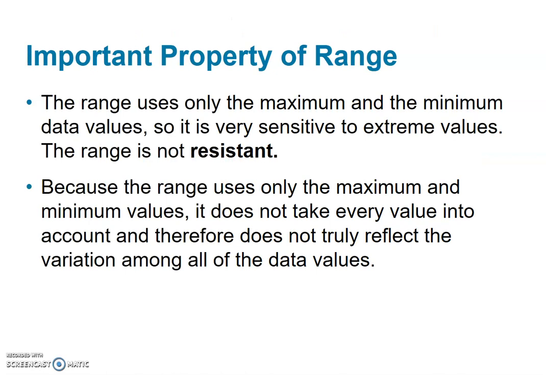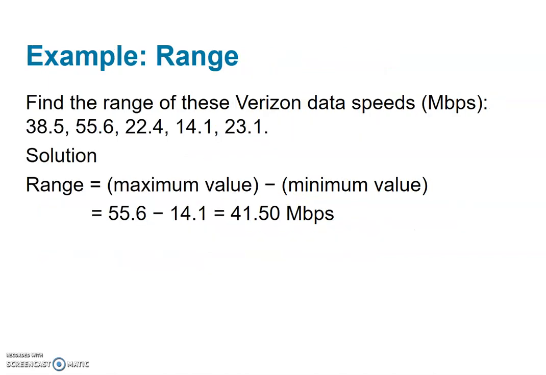The range only uses the max and mins. So if you have extreme values or outliers, it will definitely be affected by it, so it's called not resistant. Because it only uses the max and the min, it doesn't take any other numbers into account. It only takes those two only. So in that case, we want to cover the other two methods. Let me cover this one first.